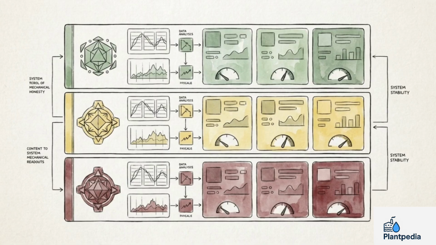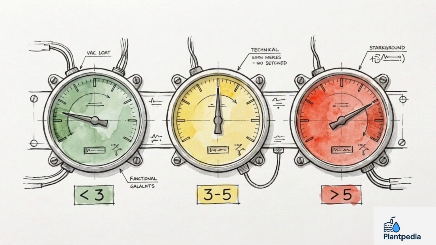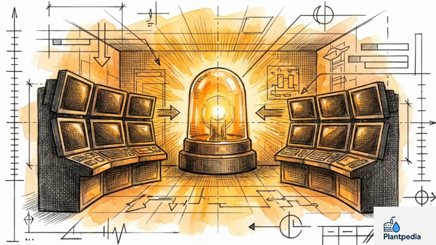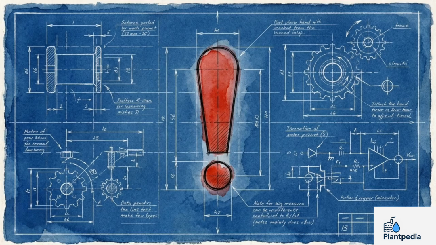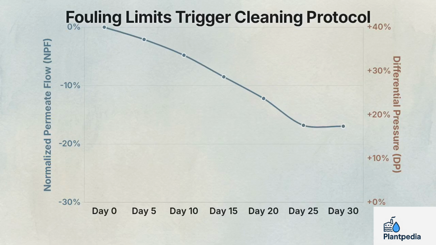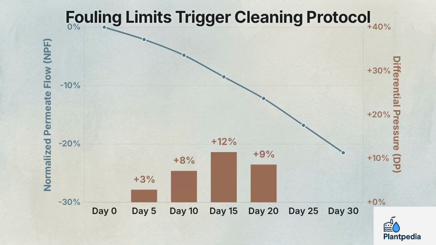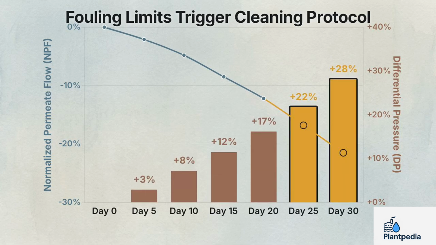This dashboard synthesizes pretreatment data into 3 standard operating zones based on the measured silt density index: Zone 1 under an SDI of 3, Zone 2 between 3 and 5, and Zone 3 above 5. In Zone 2, a brackish water plant enters a warning state. Operators must optimize coagulation, increase multimedia filter backwash frequencies, and prepare for an early cleaning in place. Standard triggers for a brackish water CIP are clear. Initiate cleaning when the normalized permeate flow drops by 10 to 15%, or when differential pressure rises by 20%.